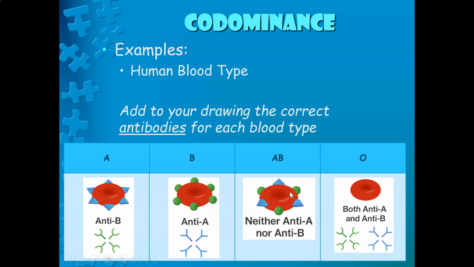If I'm type AB, I can't produce either antibody, and the reason for that is because anytime that antibody comes in contact with its antigen, they connect. It's like fitting puzzle pieces together, or think of it like the enzyme substrate connection. They're fitting together. And anytime that antibody finds its corresponding antigen, they stick and they clump together.